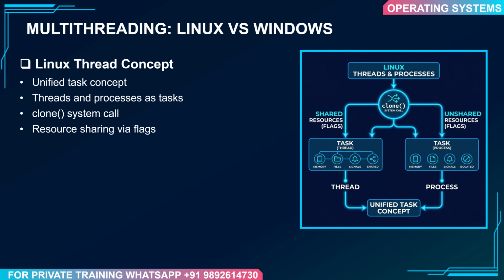In Linux, threads are implemented in a very interesting way. Internally, Linux does not treat threads and processes as completely different things. Instead, Linux uses a unified concept where both processes and threads are represented as tasks. These tasks are created using a system call called clone. Depending on the flags passed to clone, the new task may share memory, file descriptors, signal handlers, or other resources with its parent. When most of these resources are shared, the task behaves like a thread. When they are not shared, it behaves like a traditional process.